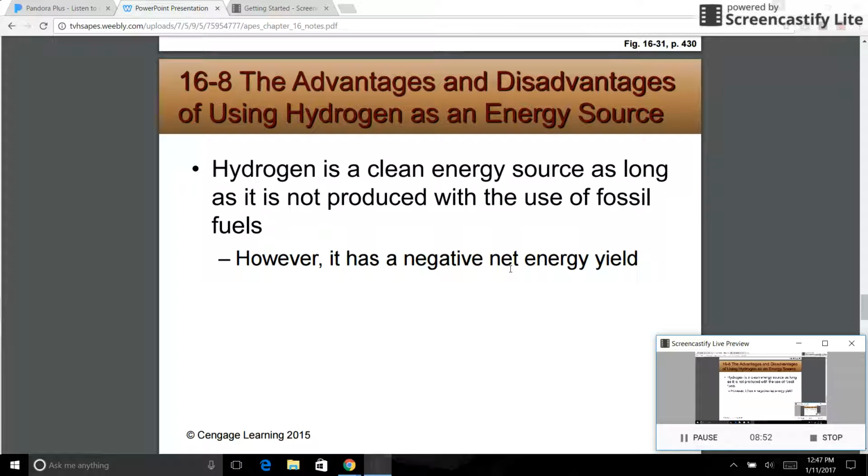And really, the most cost-effective way of producing it is when it is driven by fossil fuels. So hydrogen is one of those things where we really need to find a way to get renewable energy to produce our hydrogen that we can then use as a fuel source.